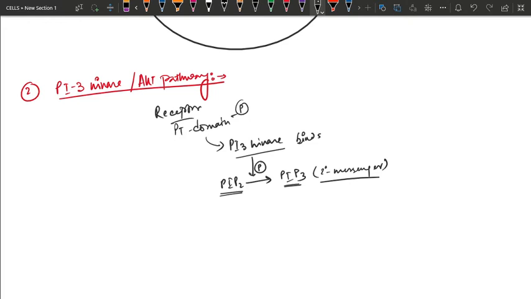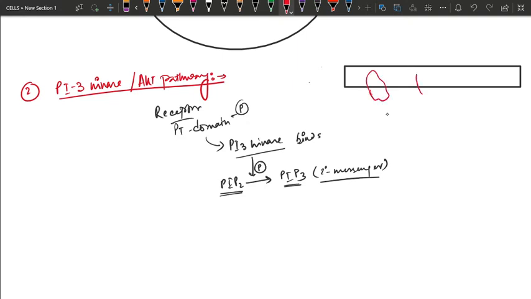Now what happens? The basic thing is, I have to draw a few important things. This PIP3 has been formed, and it is bound to the membrane. I have not drawn the previous part, the receptors and all, as per the previous concept. I am just showing you the PIP3 portion only. So these are all the PIP3.